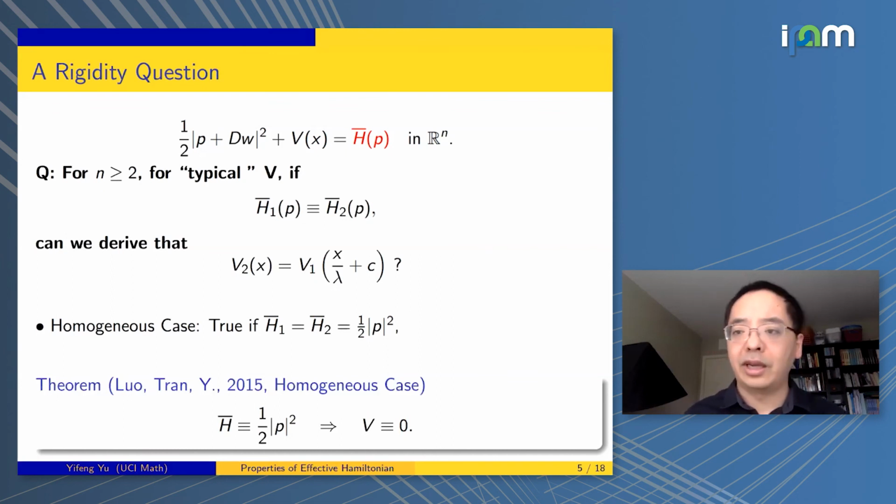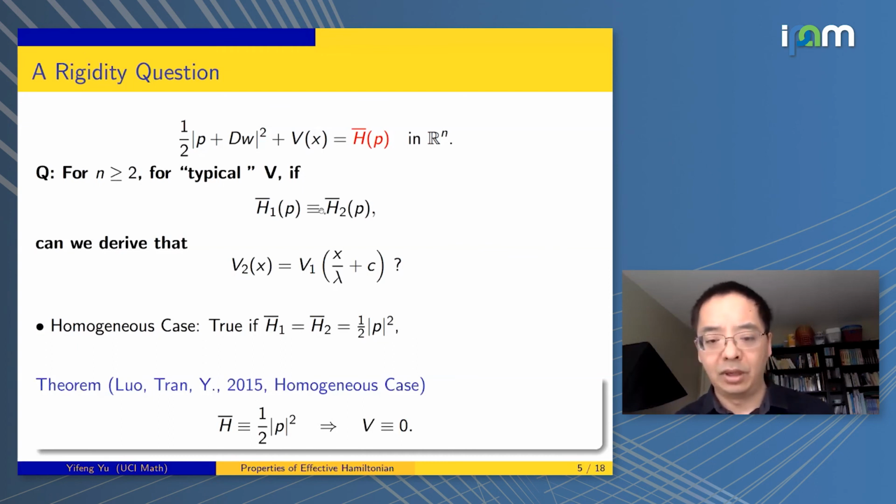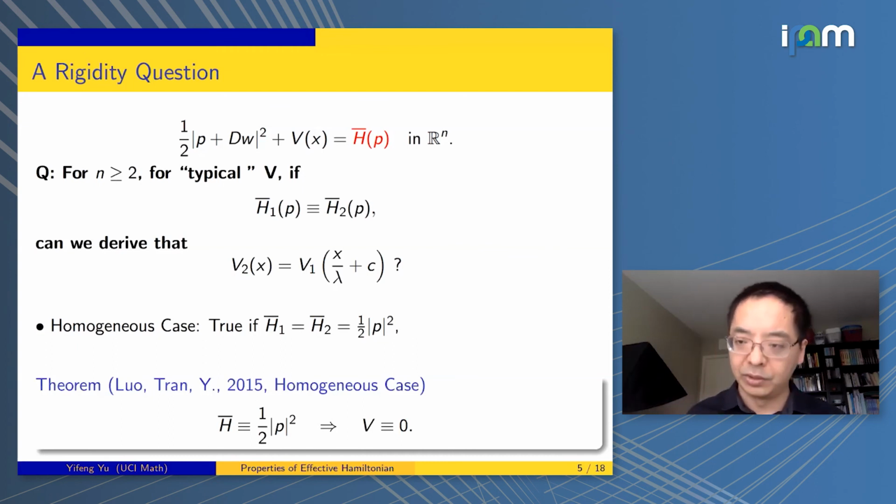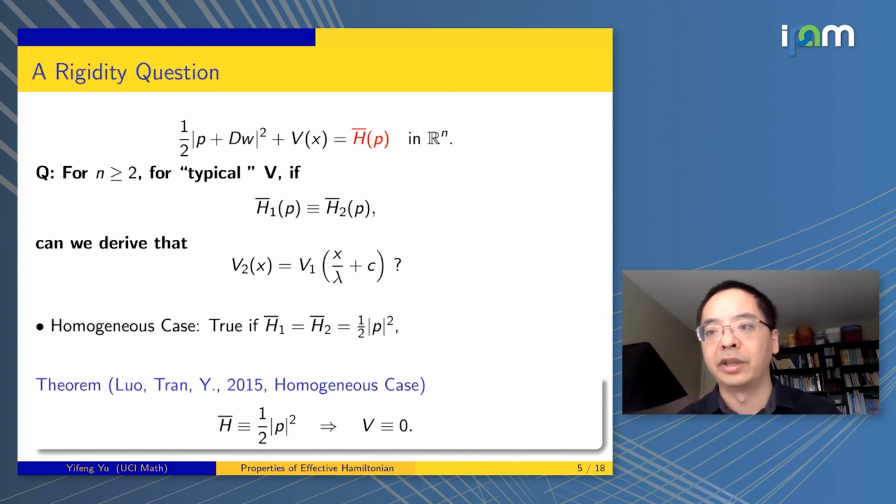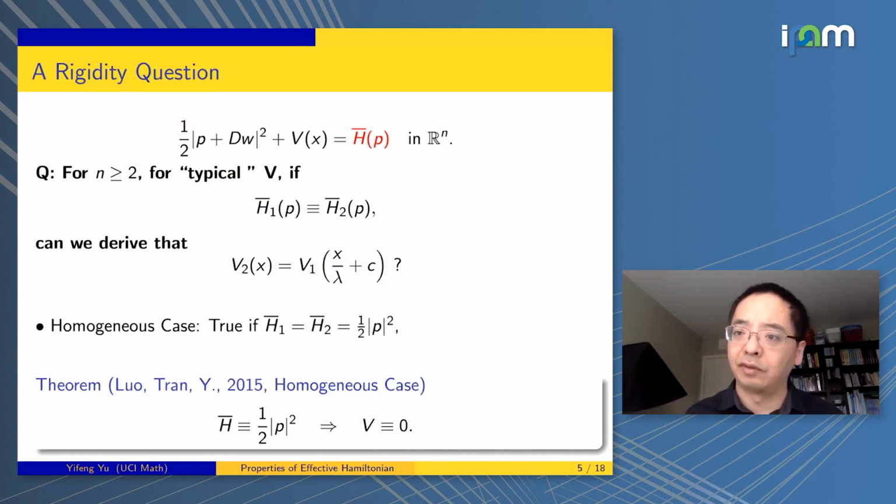Now, for the homogeneous case, it's not that hard to solve, and this is one of the results in the paper I wrote with Han and Song-Ting Roy several years ago. All right, so the answer is yes. If the H bar is just the original one, right? So this one, then the V has to be 0. Okay, so the proof is based on the Hopf-Lax formula plus a nice application of the compression principle.